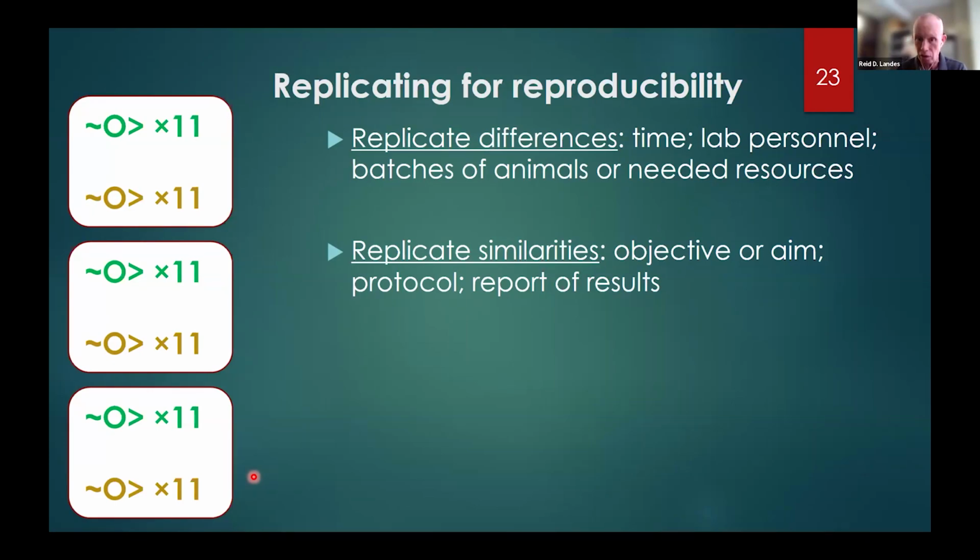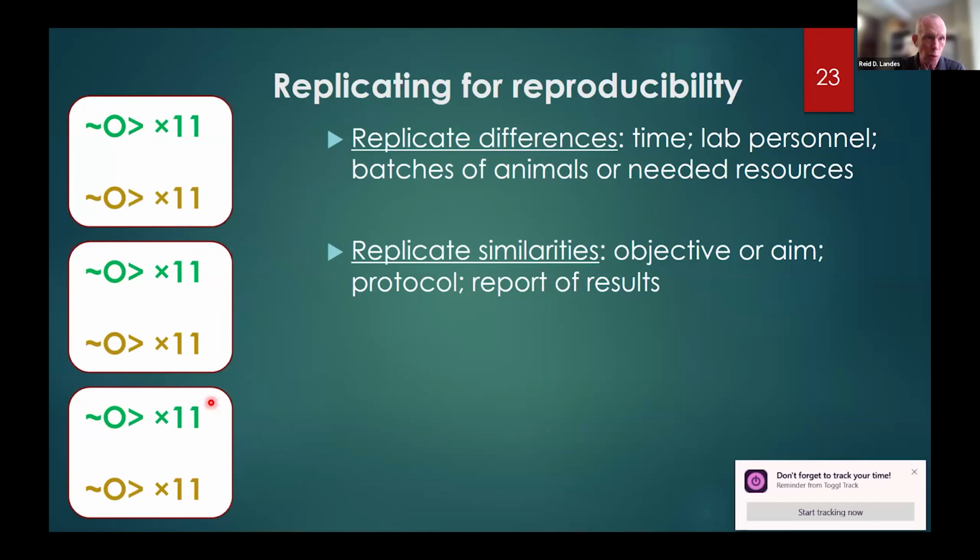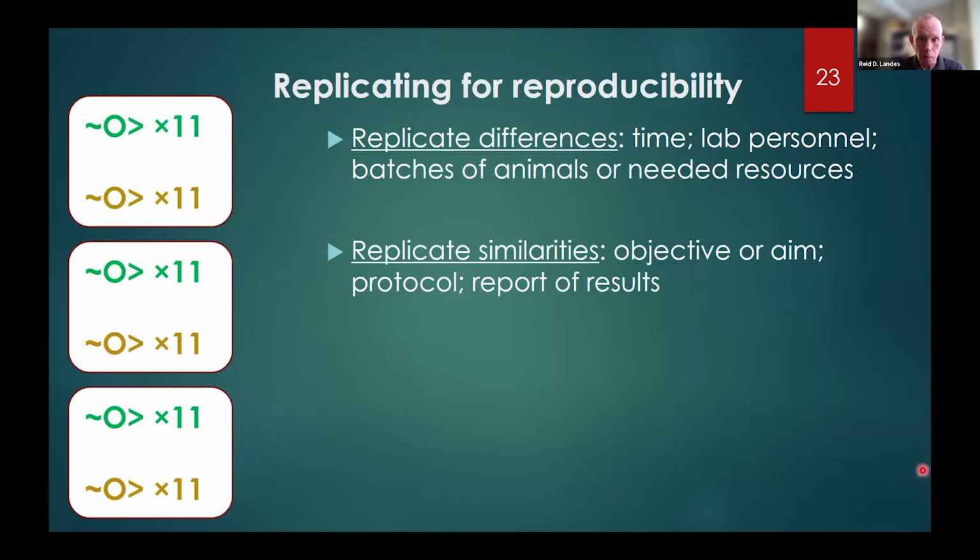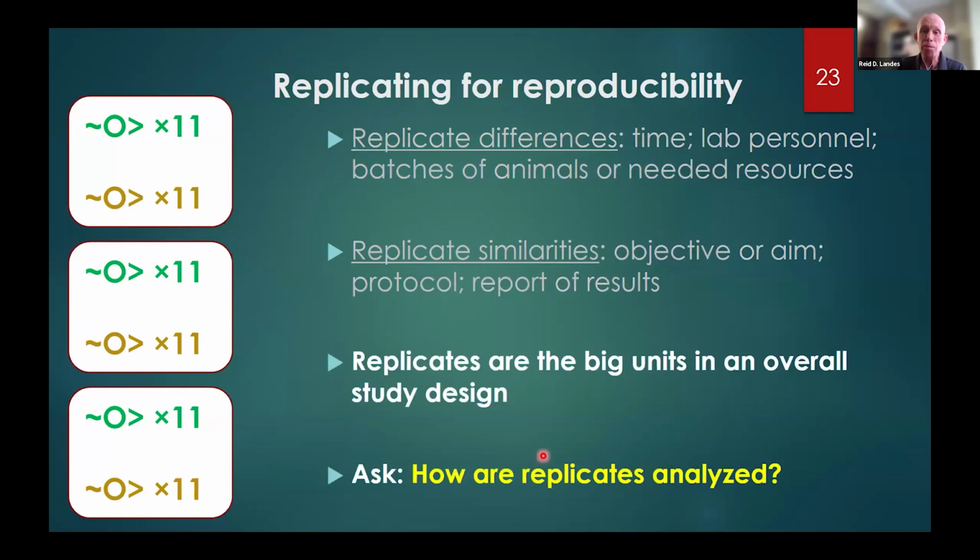But the similarities: these replicates were conducted with the same objective in mind. And they're conducted with the same protocol. And when they report results, they're going to report them in the same paper. So these replicates are part of the overall study design. So we should ask them, how are you going to analyze those replicates? Whether we do that on a protocol before it's approved or when reviewing a paper, how are you analyzing your replicates?